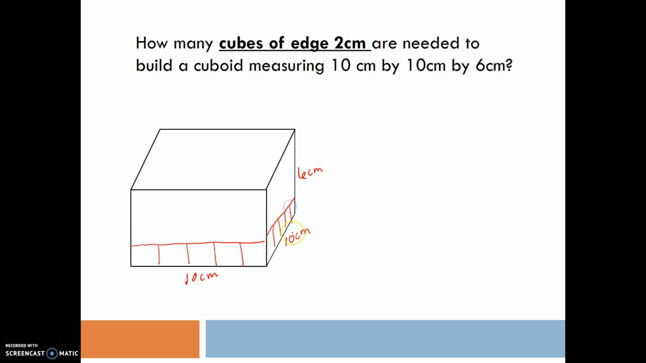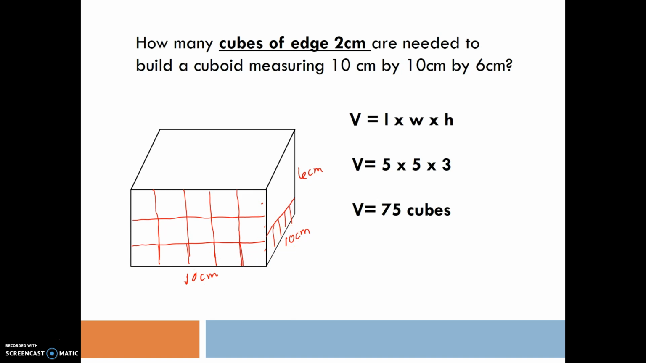I realize this picture is not to scale. And then we would need 3 going this way, 3 rows to stack up, wouldn't we? So it looks something like this. Because we want 6 centimeters up here, so we would have 2, 4, 6, and we want 10 along the length and the width. So let's plug that into our formula, length times width times height. So 5 times 5 times 3, and we would need 75 cubes. So we would need 75 cubes, but our volume, if we were to measure that in centimeters cubed, would be different. It would be 10 times 10 times 6.